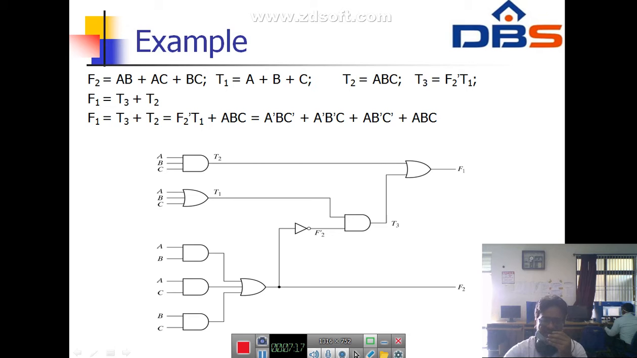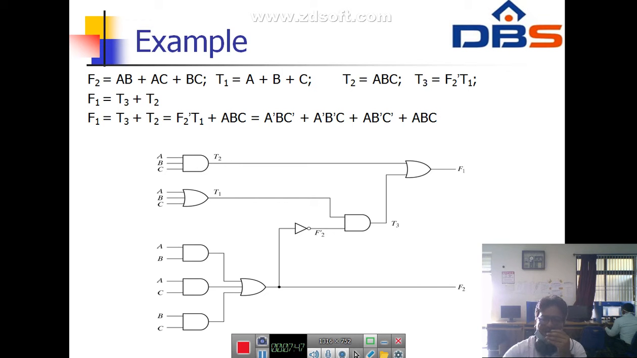If we are defining this in a truth table manner, considering the inputs are A, B, C, if A is 0, B is 0, and C is 0, then we have to add 0 plus 0 plus 0, so the resultant is 0. Based on that, we get a 3-input OR gate. The resultant gate is a 3-input OR gate.